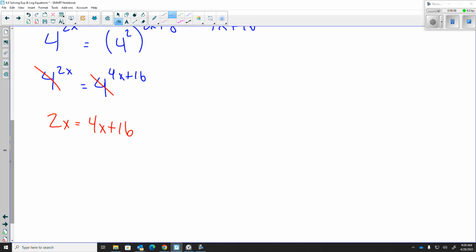Okay. We're going to solve this, guys. Hopefully you're getting to the point where you can solve equations pretty quickly. Subtract 4, divide by a -2. There you go. From here to here, I subtracted 4x.